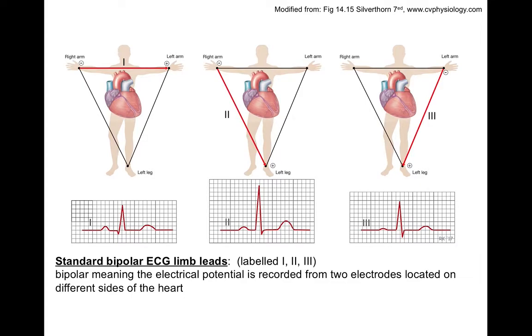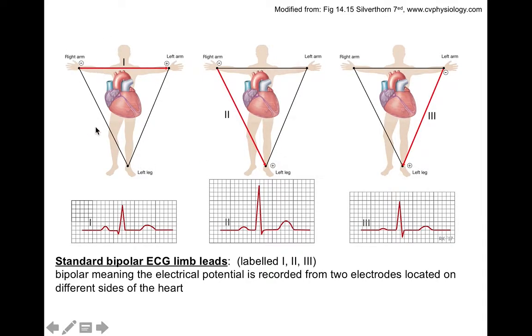So this is the most common ECG limb lead arrangement. It's called the standard bipolar arrangement, and there are 3 types. There's arrangement I, II, or III, which are Roman numerals for 1, 2, and 3. Bipolar meaning the electrical potential is recorded from 2 electrodes located on different sides of the heart.